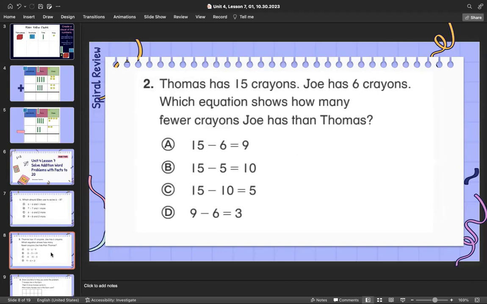Okay, our next problem is very similar to the one before. Again, you're going to start trying to eliminate which one does not make any sense. For instance, Thomas has 15 crayons. Joe has 6 crayons. If you look down here at the equations that are available, does 15 minus 10 make sense? Did we talk about the number 10 at all? No, we did not. So we'd probably cross off the letter C because that doesn't make any sense. So go through this with your learning coach, and I'll be right here waiting.